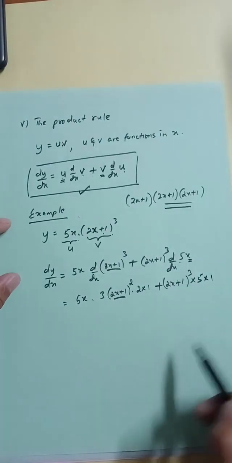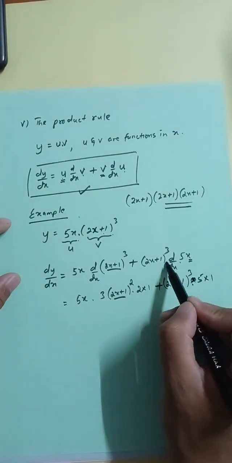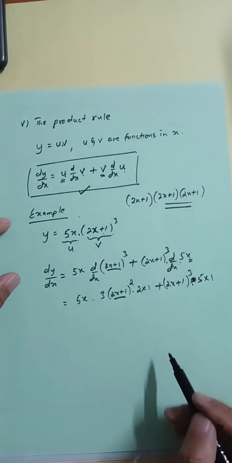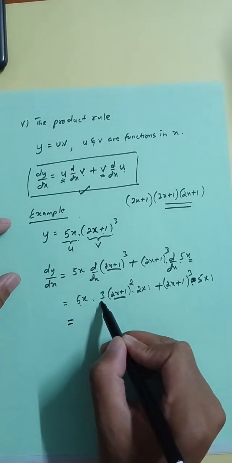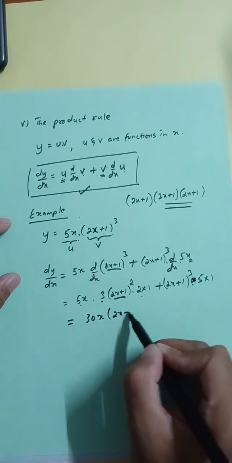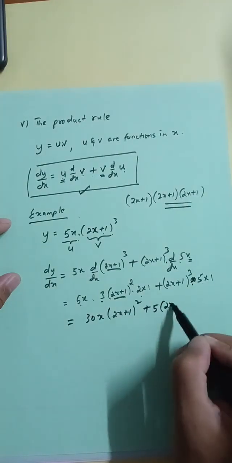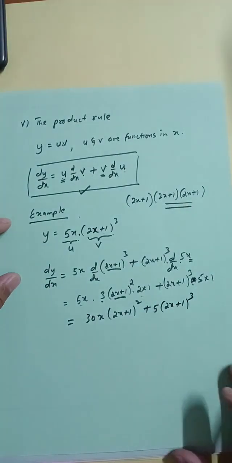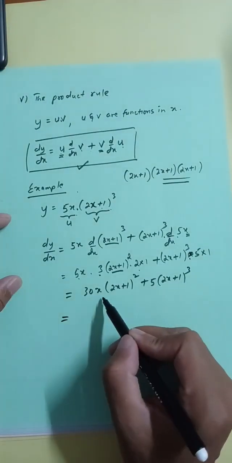Now multiply: 5 times 3 is 15, times 2 is 30x on top. Then you are going to get 2x plus 1 whole square, plus from here I'm going to get 5 times (2x plus 1) whole raised to 3.